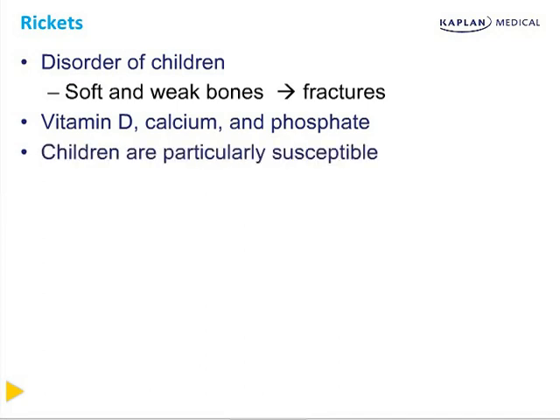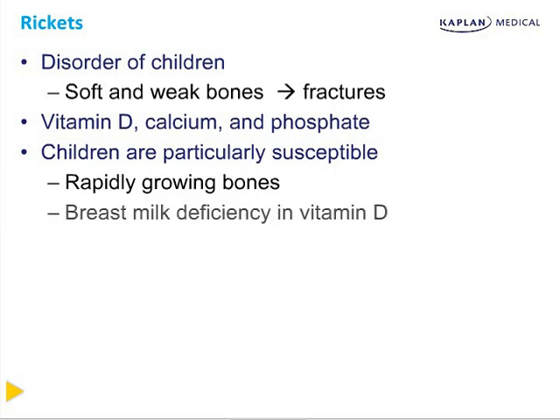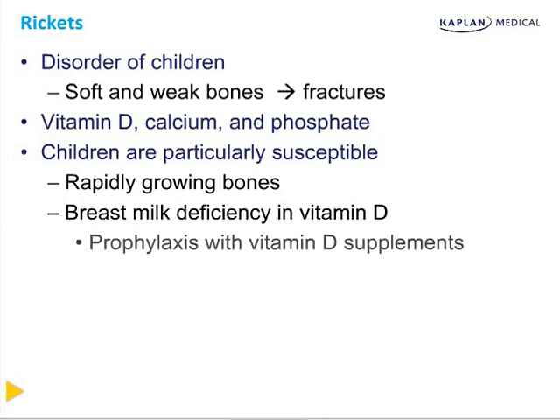Children are particularly susceptible because, first of all, their bones are growing rapidly. And when you're trying to incorporate a great deal of calcium and phosphate into a matrix and it's not there, then the bones either don't grow or they grow and they're just weak. And particularly younger children, those who are still breastfeeding, are also susceptible because breast milk lacks vitamin D to begin with. That's why the youngest of children are given prophylaxis with vitamin D supplements.